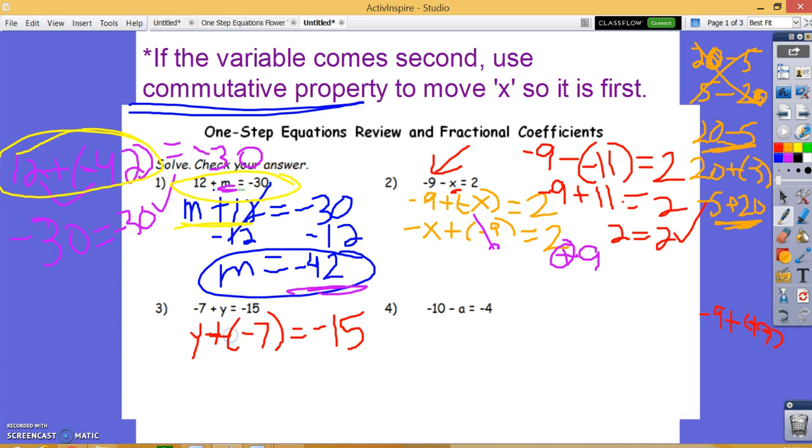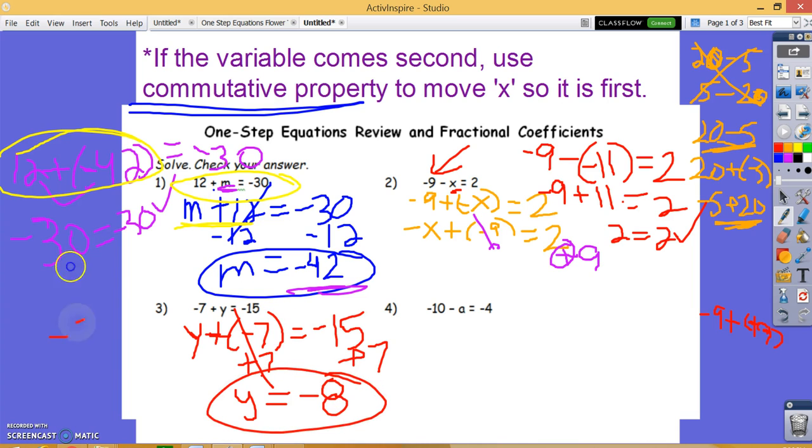And again, I could say minus negative 7. That will cancel out. Or minus a negative is the same as plus, so I can just say plus 7. Now, the ultimate goal here is to get y alone. Sometimes people are confused, like, should I do minus a negative or should I do plus? As long as it cancels out, it's fine. So negative 7 plus 7 is canceled out. So it's y equals negative 8. And again, I would want to plug that in. Negative 7 plus negative 8 should equal negative 15. And it does.